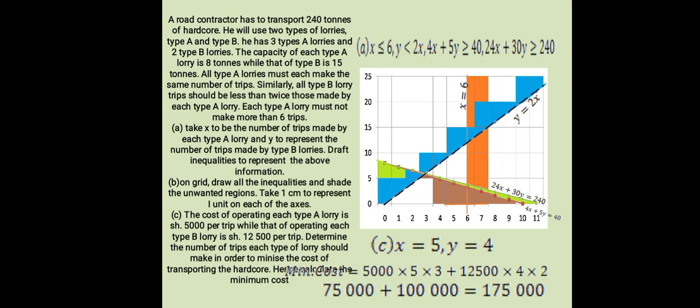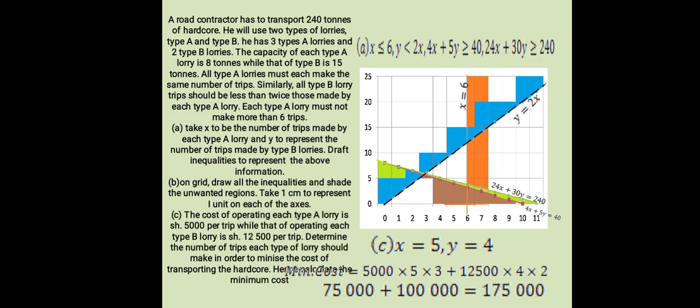Take X to be the number of trips made by each type A lorry and Y to represent the number of trips made by type B lorries. A. Write the inequalities to represent the above information. B. On the grid, draw all inequalities and shade the unwanted regions. Take 1 centimeter to represent 1 unit on each of the axes.